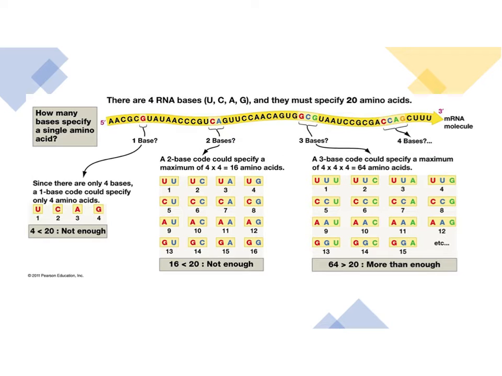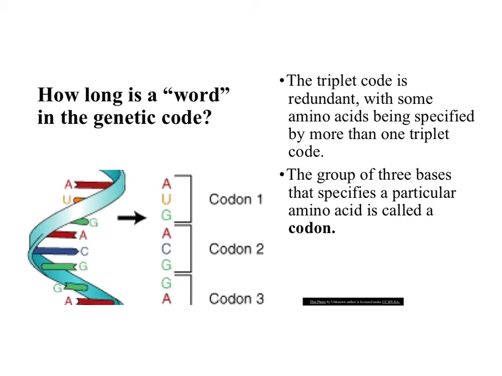So then he moved on to 3 bases. If you have 3 bases in a code, you take 4 times 4 times 4, which gives you 64. And 64 is finally the lowest number that is greater than 20. So he proposed it has to be 3 bases in a code that could code for all 20 amino acids. A triplet code has to be redundant, and I'll show you what I mean by that in a couple of slides. All it means is some amino acids can be identified by more than one triplet code.